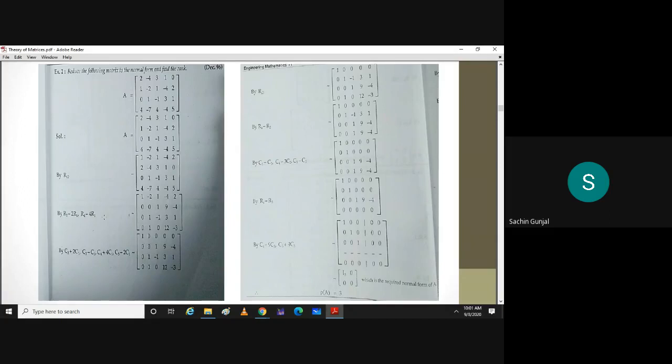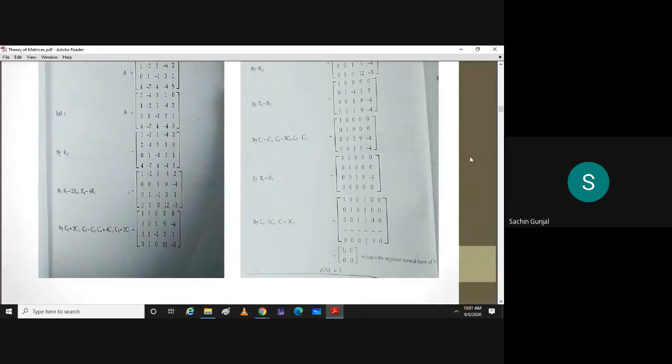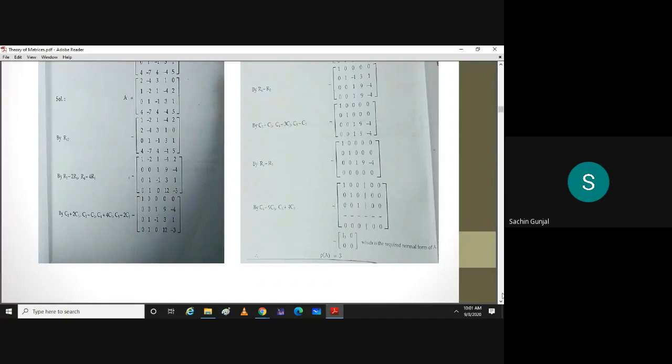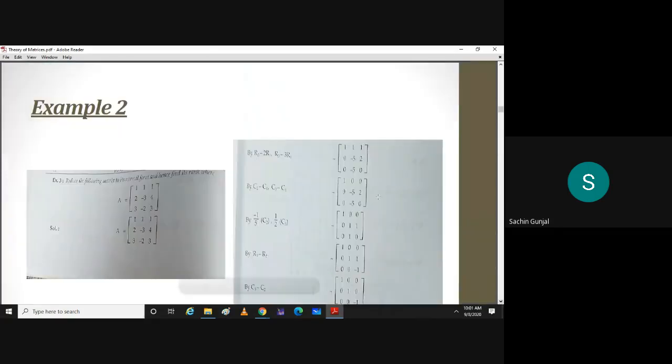Okay. Can we go to the next example? Yes, sir. Have you taken a screenshot of this example for your reference? Yes, sir. Yeah, thank you. So do you want to try, or shall I explain this? Let's try, sir. Okay.